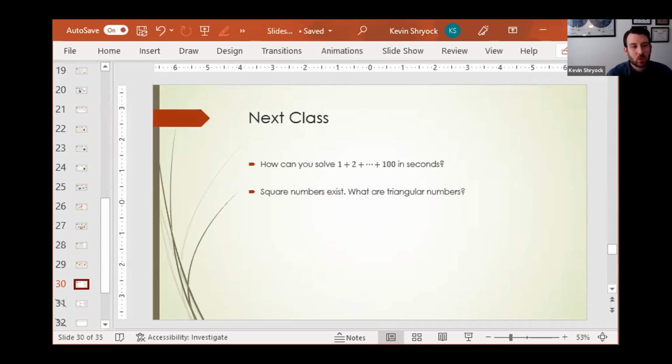And also, we've talked about square numbers and that they exist. That came up in this class. Have you ever thought that triangular numbers might exist? What about pentagonal numbers? Hexagonal numbers? Because they do exist. And there are some beautiful, wonderful properties that come about from them.